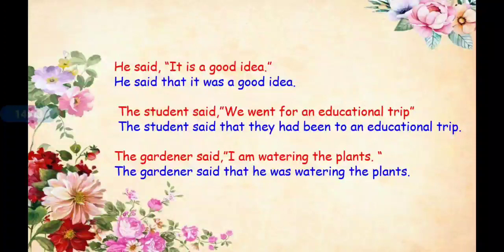The gardener said, I am watering the plants. What is the reporting verb here? Said. And the direct sentence is in present continuous tense. So if it is in the present continuous tense and the reporting verb is in the past tense, that would be changed into past continuous tense. That means present continuous becomes past continuous. The gardener said that he was watering the plants. And this I becomes he because it belongs to the gardener.